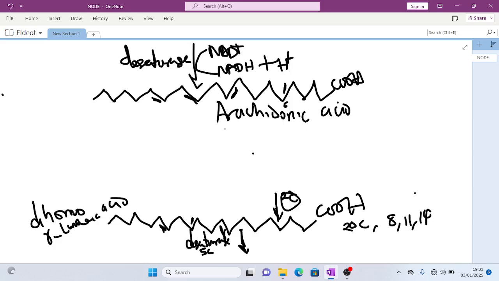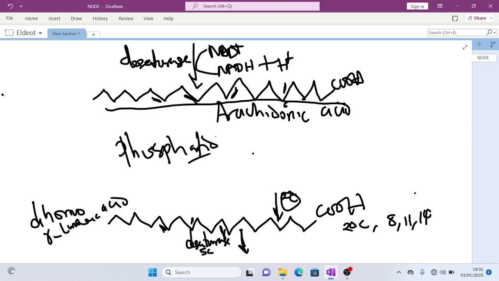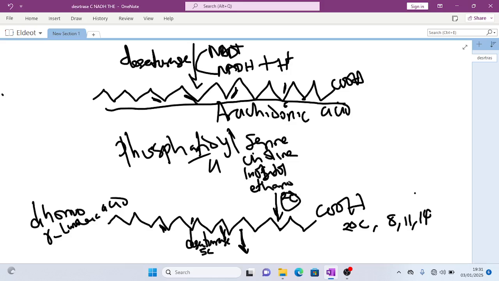Now the next thing that occurs is going to be the fusion of this arachidonic acid with membrane phospholipid. So like we said, the membrane phospholipid can either be phosphatidylserine, or it could be phosphatidylcholine, or phosphatidylinositol, or it could be phosphatidylethanolamine. Anyway, for simplicity, I'd like to pick phosphatidylserine due to the structure.